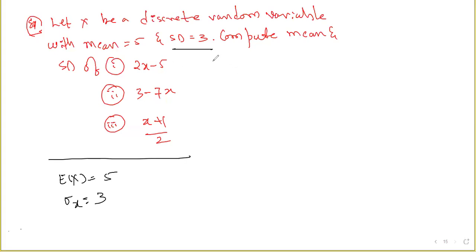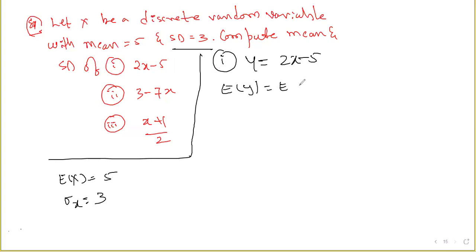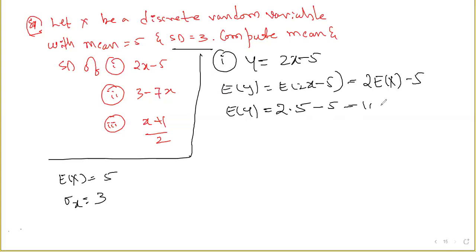So here, first one, y equal to 2x minus 5. Let us assume. So expected value of y equal to expected value of 2x minus 5. This is equal to 2 into expected value of x minus 5. So expected value of y is nothing but 2 into expected value of x, which is given, that is 5. 5 minus 5. It means 10 minus 5, which is equal to 5.